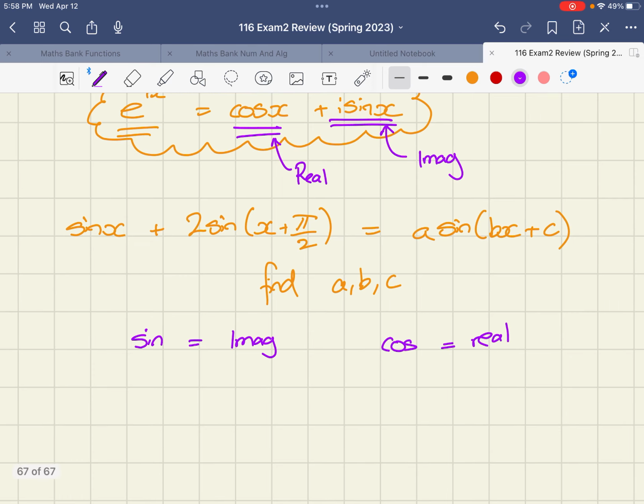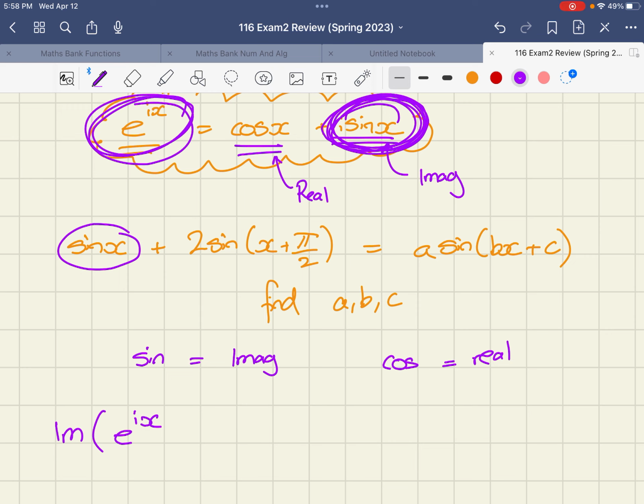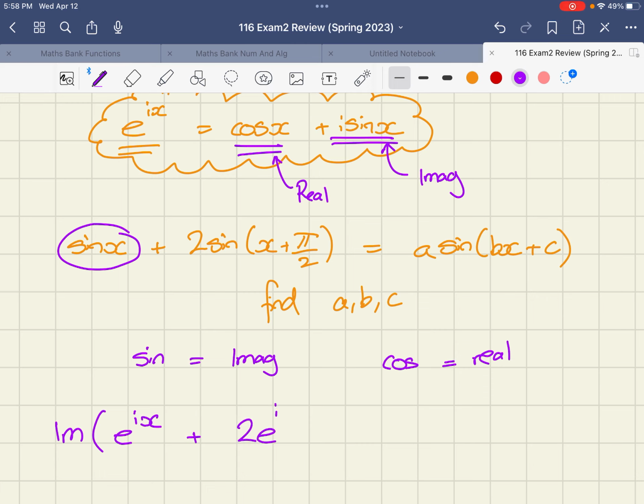So if you think about sine x, it is the imaginary part of e to the ix, right? It's just this bit. So the imaginary part of e to the ix is sine x. Exactly the same logic for the next bit. 2 sine x plus pi by 2 is the imaginary part of 2 e to the i x plus pi by 2. It's literally just copying and pasting, basically.